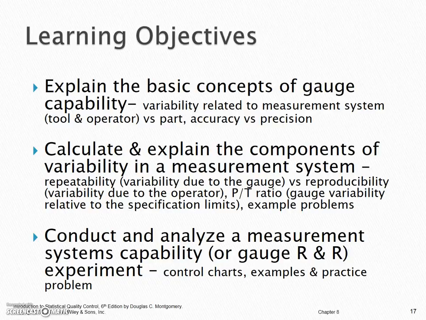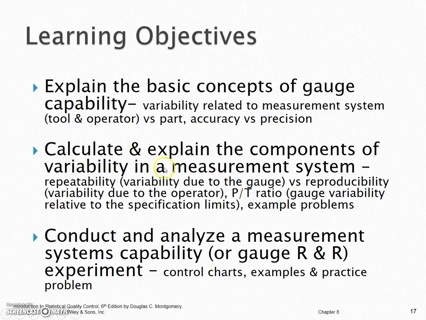So to wrap it all up for Gauge R&R, we ended up only having 3 videos instead of 4. And we explained the basic concept of gauge capability. So we're trying to understand the variability of the measurement system versus the variability of the part, and to see if we need to do something about that. And we also talked about accuracy versus precision. Accuracy is we just need to be sure that we have a calibrated system, and precision that we have low variability within the measurement system.